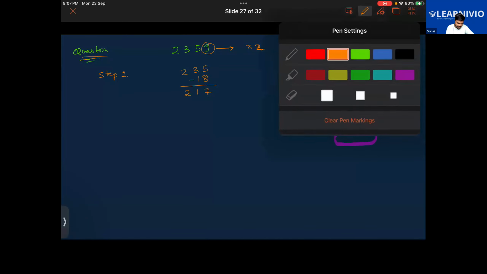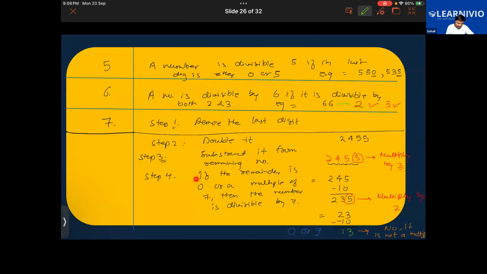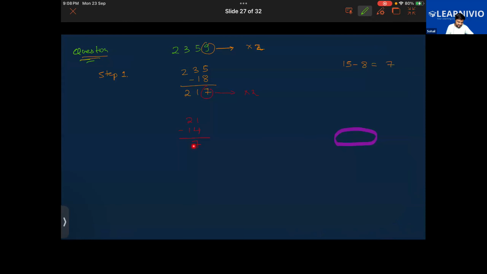Again, we are going to make the same mistake. It is equal to 14. Now you have to subtract 14 from 21, so you are getting 7. Okay. Yes. What did the rule say? If the remainder is 0 or a multiple of 7. So 7 is a multiple of 7. 7 ones are 7.